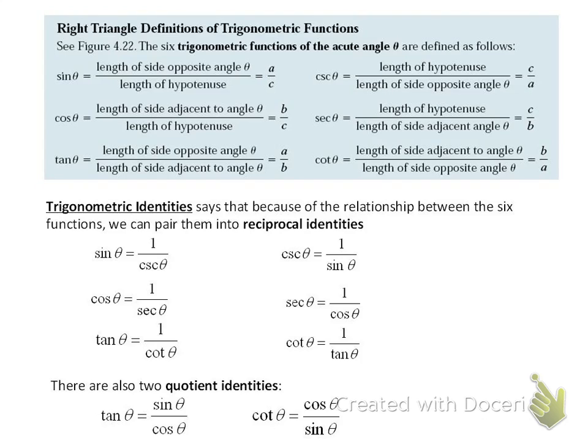Now your other identity is called your quotient identity. And your first quotient identity says if you just have the sine of theta and the cosine of theta, well, if you make the ratio sine theta over cosine theta, that's going to give you the tangent of theta. And the same thing with cotangent. Saying that cotangent is a reciprocal of tangent, you just reciprocate the ratio. So now it's cosine theta over sine theta is equivalent to the cotangent of theta.